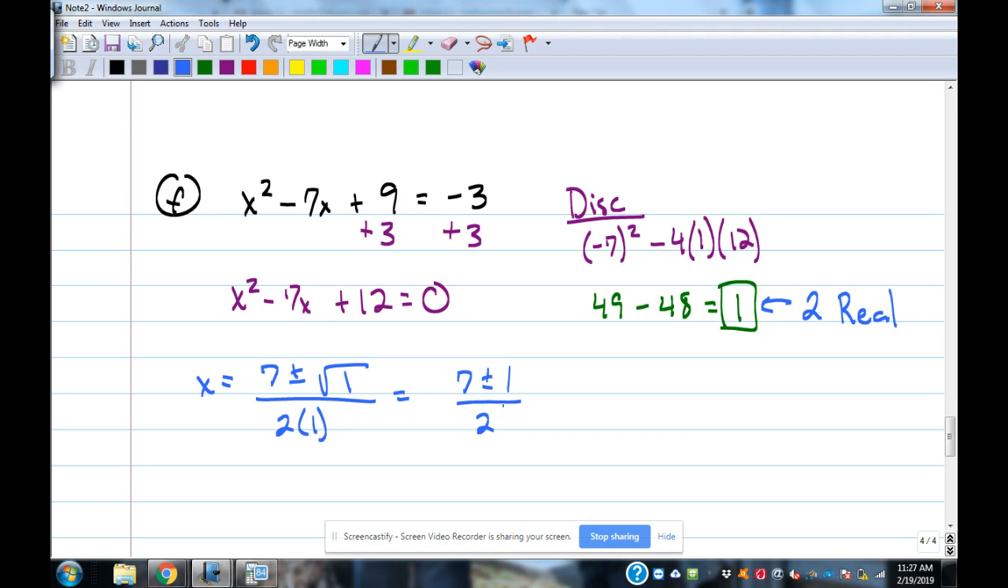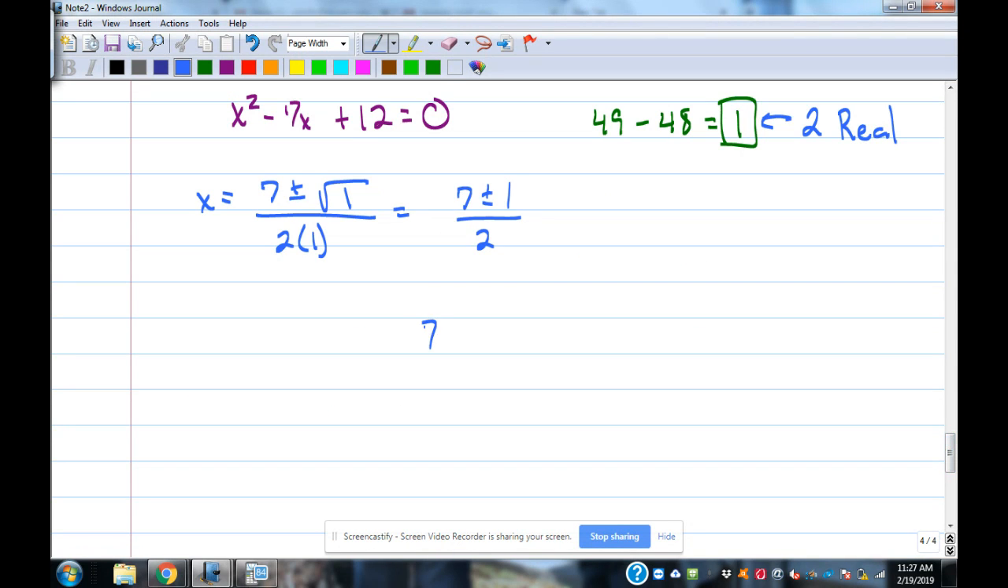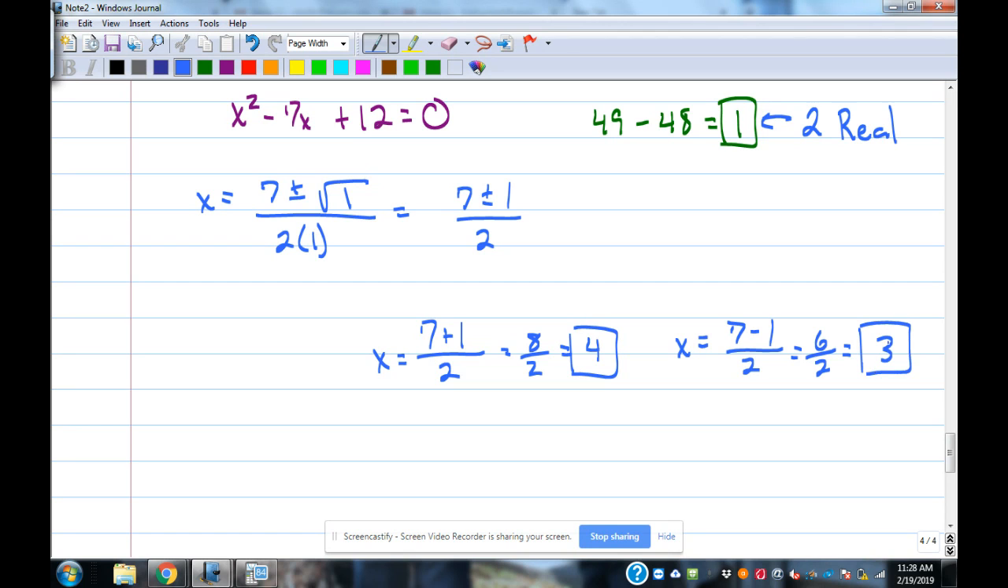Now, when that happens and you get a perfect square there, you can work these out. This is not the same as when you have a square root left in there or an i or something like that. We can actually do the work for what's 7 plus 1 and divide that by 2. That'd be 8 divided by 2 is 4. So one of our solutions is 4. And then we do the other side, we do 7 minus 1 divided by 2, which is 6 over 2, which is 3. So our solutions here are 4 and 3 out of that.